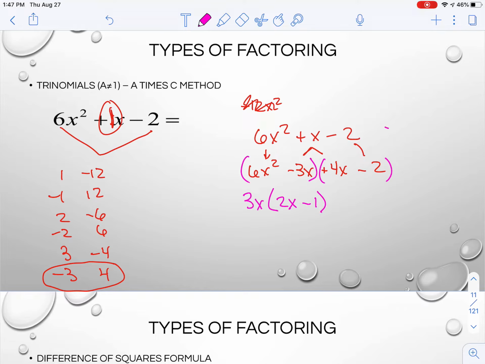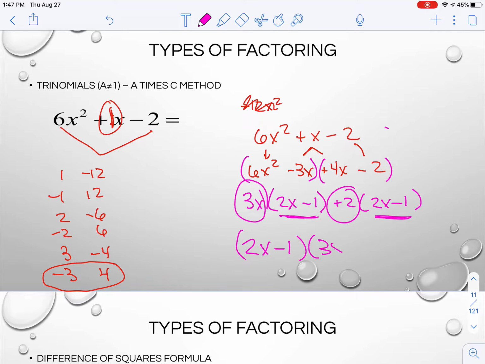What does a 4x and a negative 2 have in common? They each contain a positive 2, which leaves a 2x minus 1. We see our same term here. That's our greatest common factor. We can pull out front, and what remains? 3x plus 2. And there's your factored form.